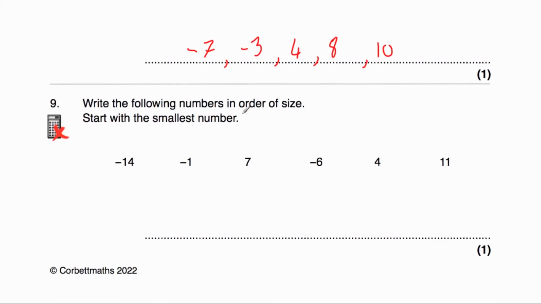Okay, question number 9. Question 9 says write the numbers in order of size, starting with the smallest number. So the smallest number here, if we look at it, the lowest one is negative 14, so it's going to be negative 14.